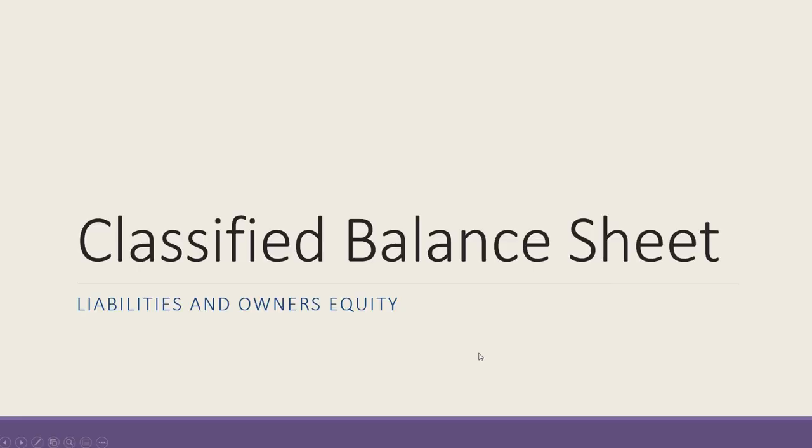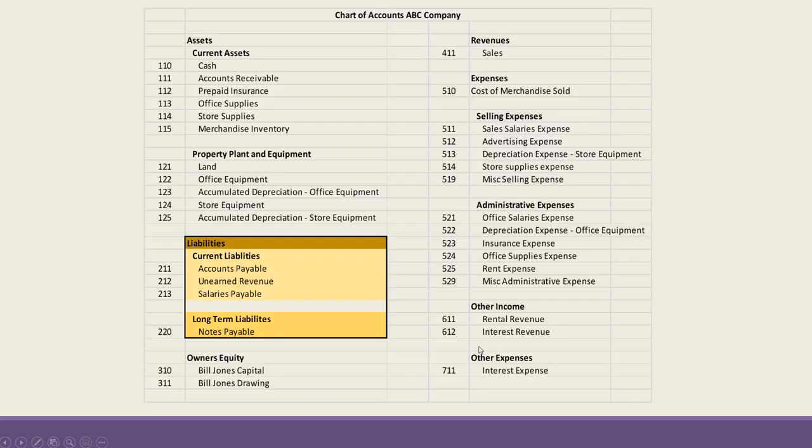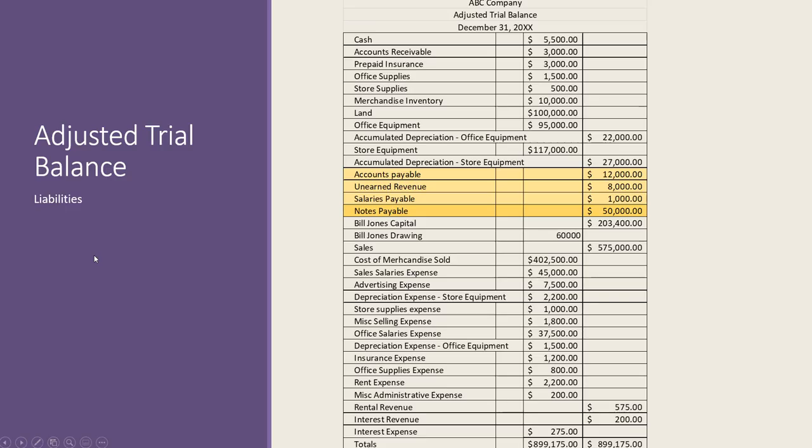Now we move over to the liabilities and owner's equity side of the balance sheet. From our chart of accounts, this is going to involve our current liabilities, and these three accounts will be showing up in our balance sheet under the title of current liabilities. In this particular business, we only have one long-term liability, a note payable, and that'll show up in our balance sheet under long-term liabilities. Here in our adjusted trial balance, we've highlighted those liability accounts and the balances of those accounts. Notice that those balances are all credit balances because they're liabilities, and they should be.